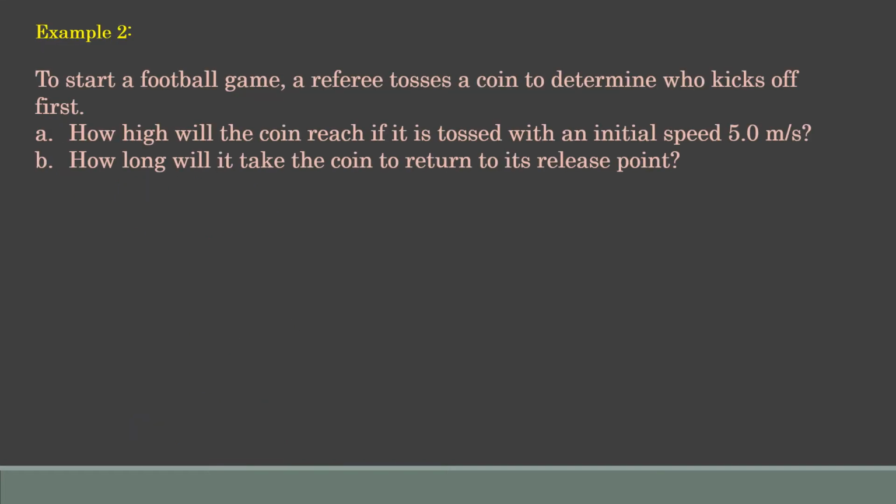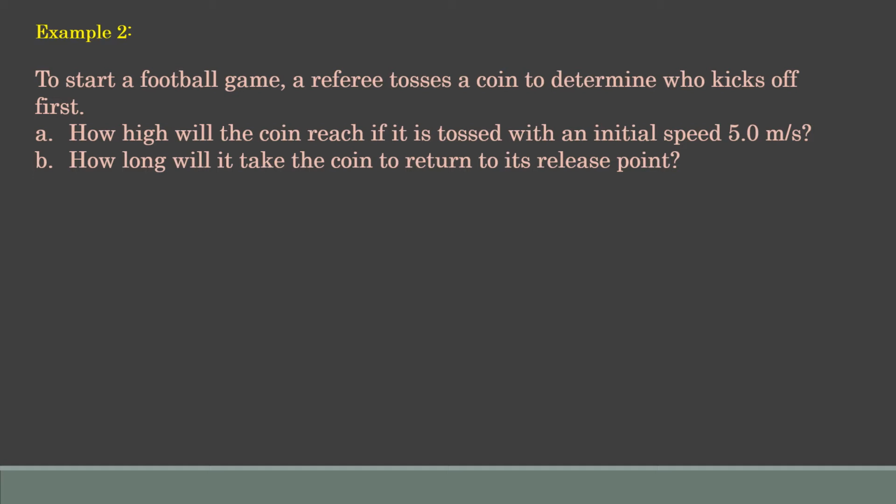Okay, so let's have this as our second example. Let me read the problem. To start the football game, a referee tosses a coin to determine who kicks off first. For letter A, how high will the coin reach if it is tossed with an initial velocity of 5 meters per second? And letter B, how long will it take the coin to return to its release point?